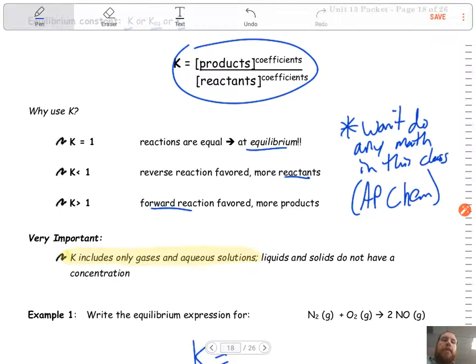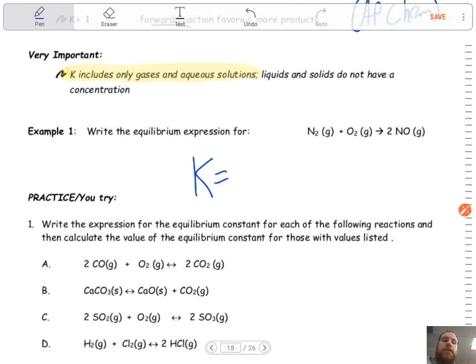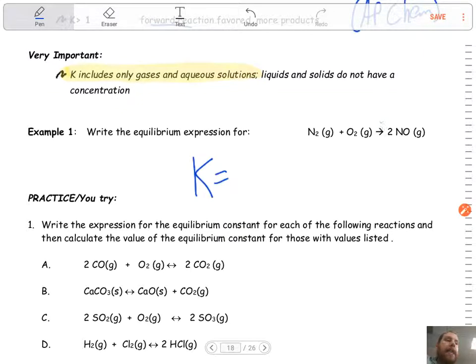Remember, what do those brackets mean? Brackets just mean concentration. So let's identify my products and reactants. I'm going to take care of all my products first. They're going to go on the top of my fraction, and then I'm going to worry about my reactants on the bottom. So how many products do I have? I've got 1, so I'm just going to put it in brackets. So I've got NO. Do I have any coefficients for NO? Absolutely. Because this is a coefficient, it becomes a superscript. That's all I have to do.